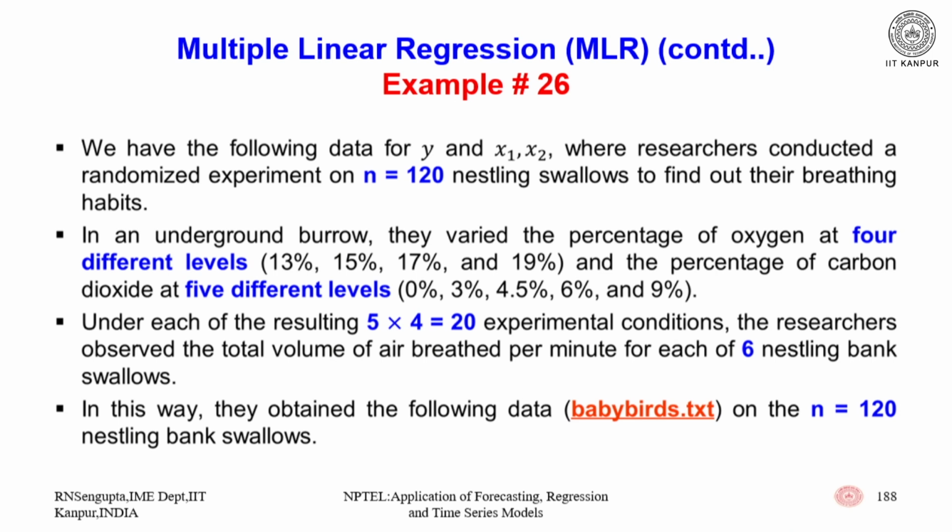So, breathe in oxygen, breathe out carbon dioxide. The carbon dioxide level at 5 levels was 0%, 3%, 4.5%, 6%, 9%. So, in total you have 4 into 5, which is 20 experimental conditions, and the researchers observed the total volume of air breathed per minute for each of these 6 nestling swallows, and hence the data is 5 into 4 into 6, which is 120 data points.